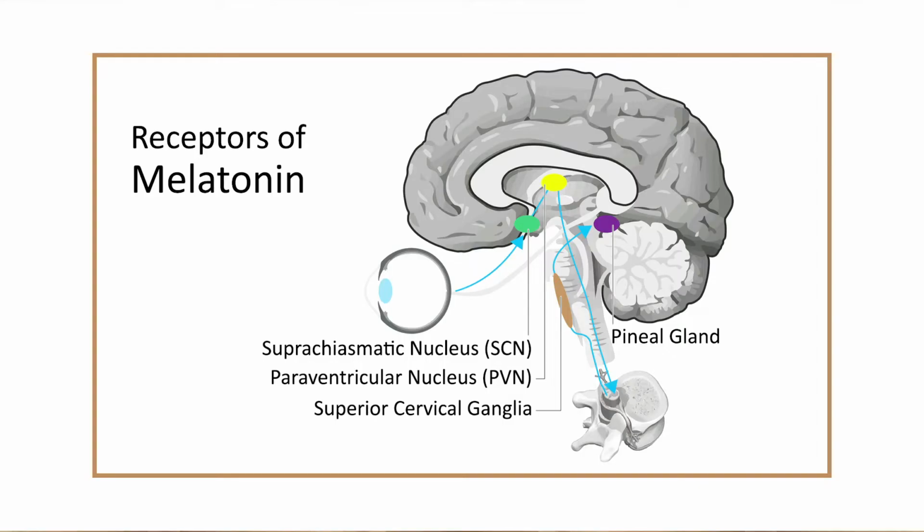The light sensitive nerve cells in the retina detect the light and send this signal to the suprachiasmatic nucleus (SCN), synchronizing the suprachiasmatic nucleus to the day-night cycle. Neurofibers then relay the daylight information from the suprachiasmatic nucleus to the paraventricular nuclei, then to the spinal cord and to superior cervical ganglia via the sympathetic system, and from there into the pineal gland.